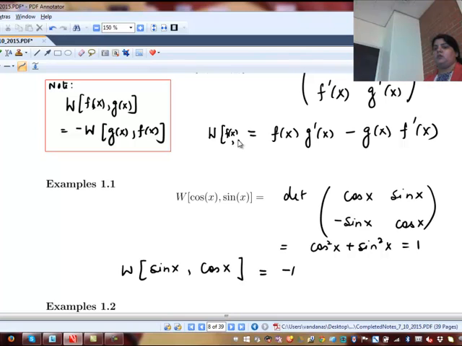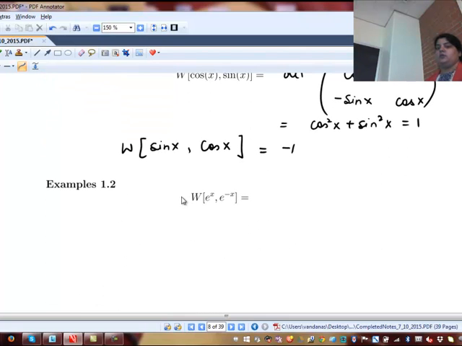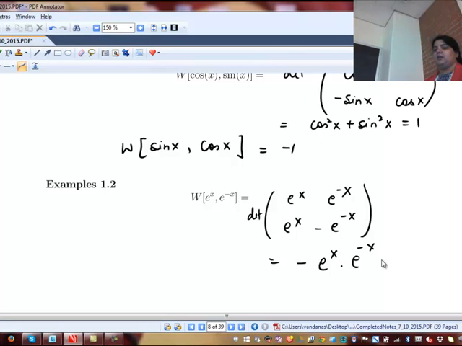Okay, so this is how you will do. Now let's find the Wronskian of this. By definition, it is the determinant of e to the x, e to the minus x, e to the x, minus e to the minus x. So this will turn out to be negative e to the x e to the minus x minus e to the minus x e to the x. What is this equal to? Or just negative 2.